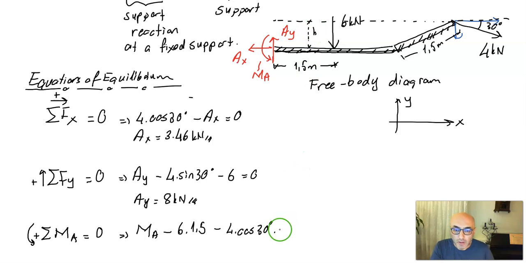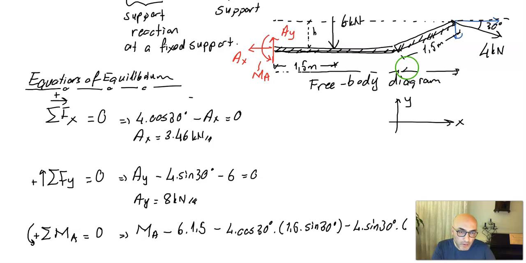So 4 times cosine 30 times 1.5 meters times sine 30, okay, and the other component is this one, 4 times sine 30 degree, times the distance, which would be this 3 meter here, plus this distance, so 3 plus 1.5 meters times cosine 30 here.